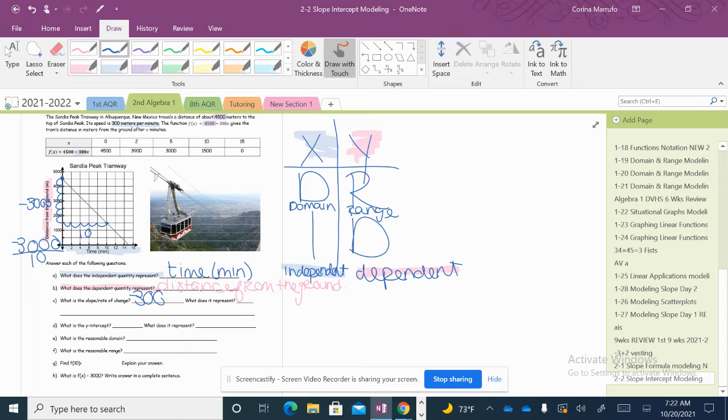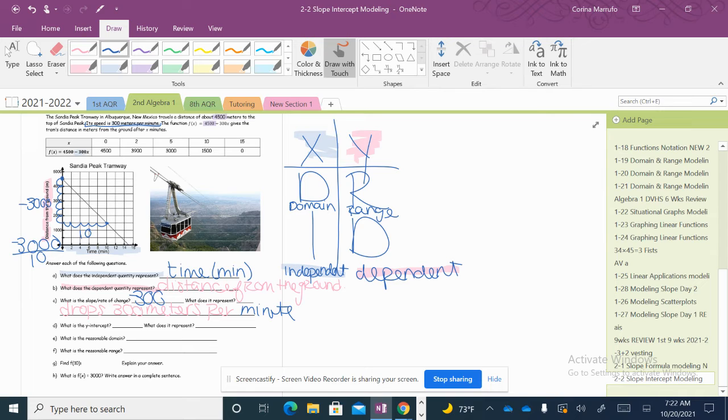And what does it represent? Remember, our rise over our run. So our rise here, it tells us is the distance from the ground. So it drops 300 meters. And then per, and then our time is in minutes, okay? So per minute. Okay, it also tells us up here, its speed is 300 meters per minute.